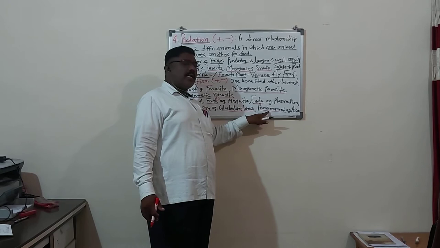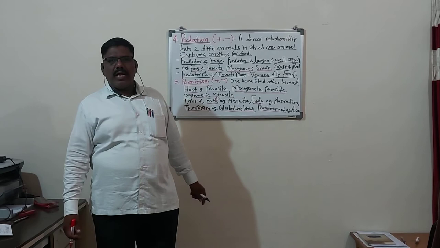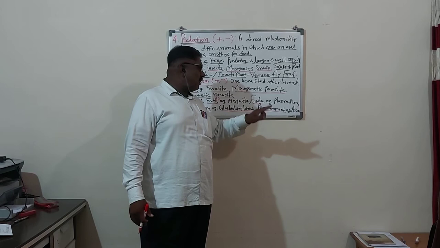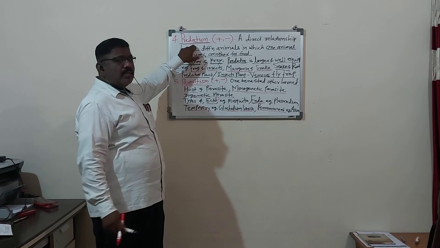And the example of a permanent parasite is Ascaris. Ascaris is an intestinal parasite which is common in children. Taenia solium is a larger parasite, and a number of other examples are there in nature. So remember, in today's period we have studied predation and parasitism.